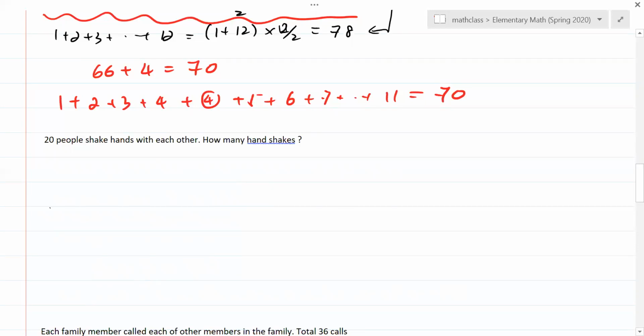So the question is, how many handshakes are there? Think about that. 11 is wrong.